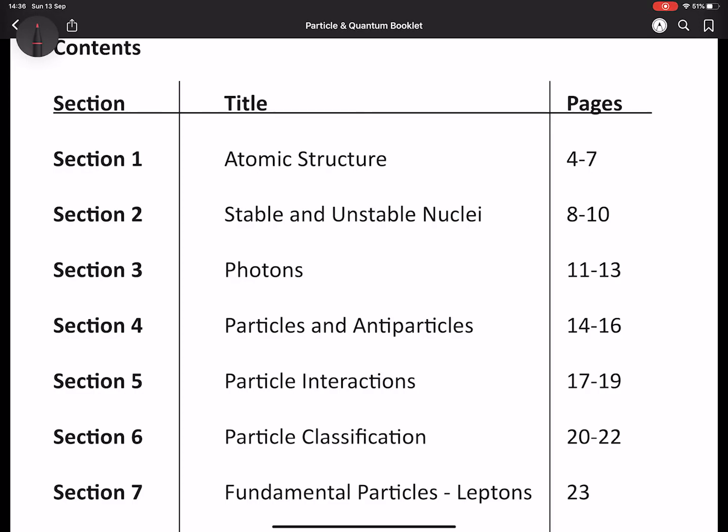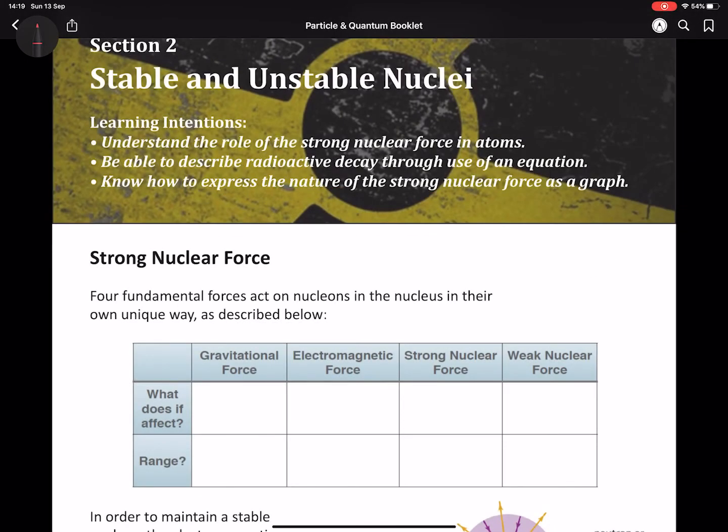In this video, we'll be looking at the second part of the particle physics booklet, focusing on stable and unstable nuclei. Now, when looking at nuclei in greater detail, we need to consider the forces involved. It isn't just the particles, but the forces that affect them and interact between them. We have listed here the four key forces, the four fundamental forces that act on things in our universe.